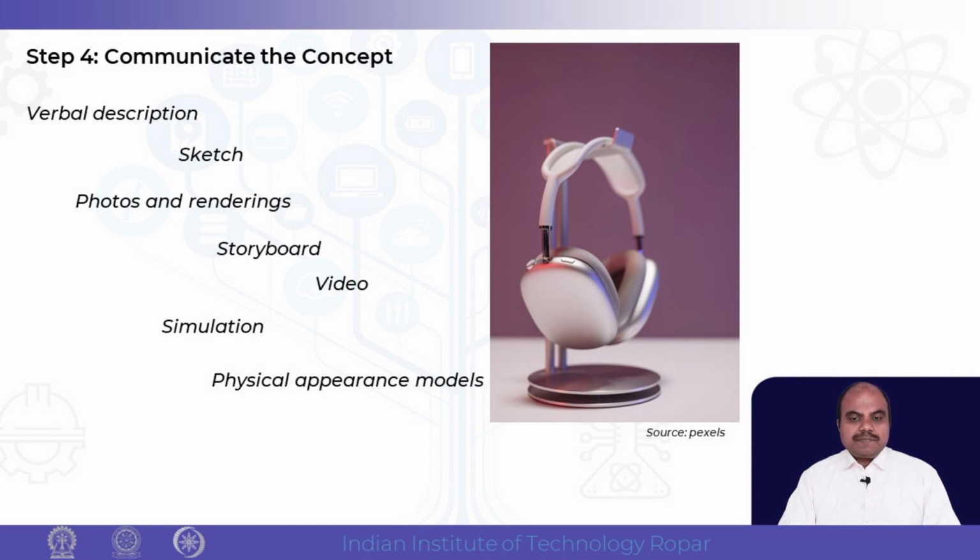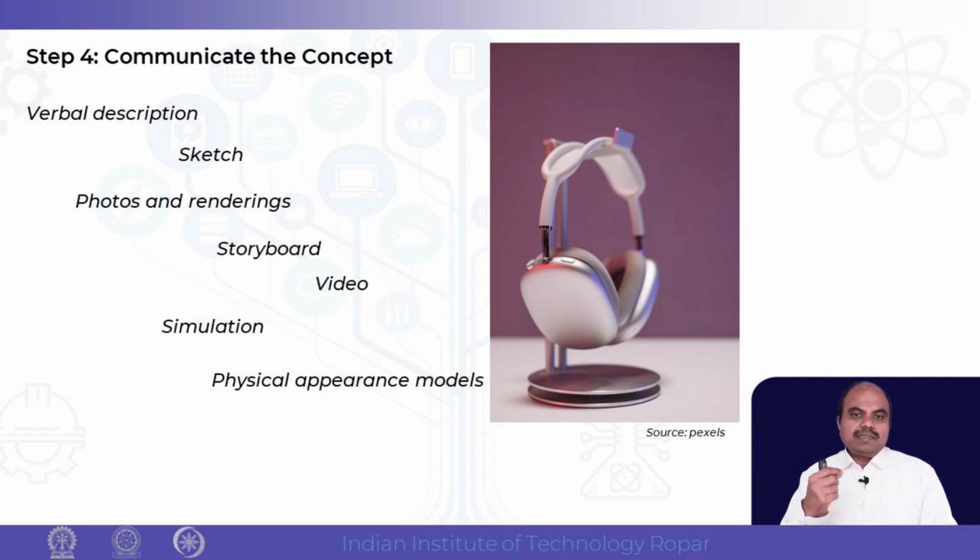Then physical appearance models. A physical appearance model means you can physically make a product. You can use 3D printing or any other printing method or any other manufacturing method and make the product. You can make it a dummy or an actual working prototype. So for the headphone, you can make one or a few of the products, put them on the user's head, and they can use the product and see how it is working.